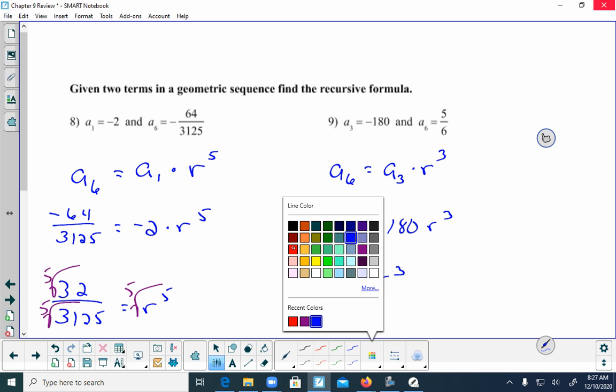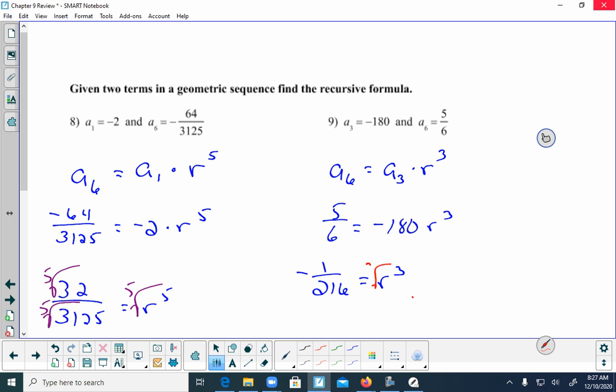Taking the cubed root of both sides, I'm going to end up with -1 over 6, and that's going to be my rate. So in order to do the recursive formula, I need my first term. I wasn't given my first term, so I have to go back and find my first term. I can use either one of these numbers, but I always use a smaller number.